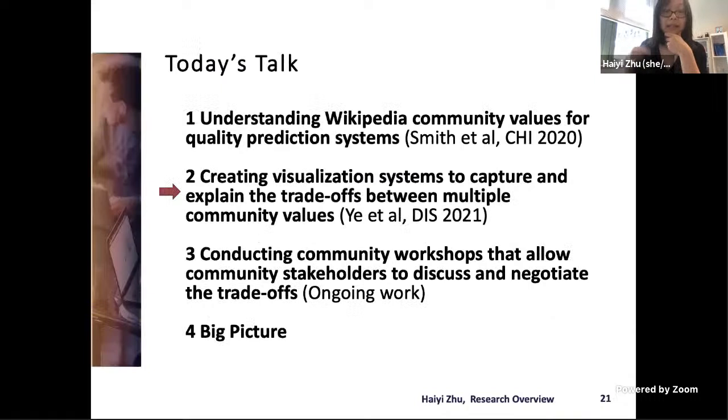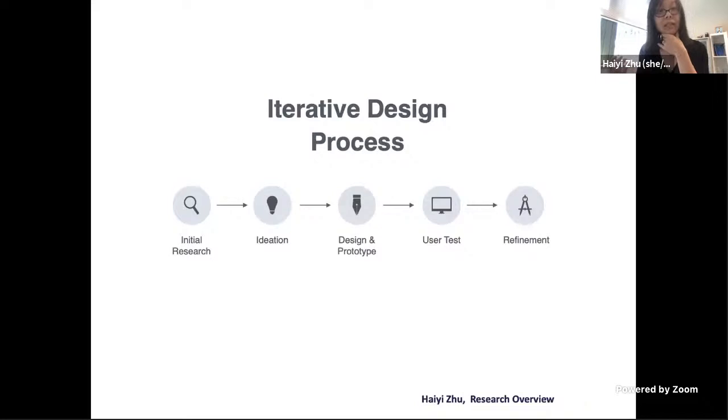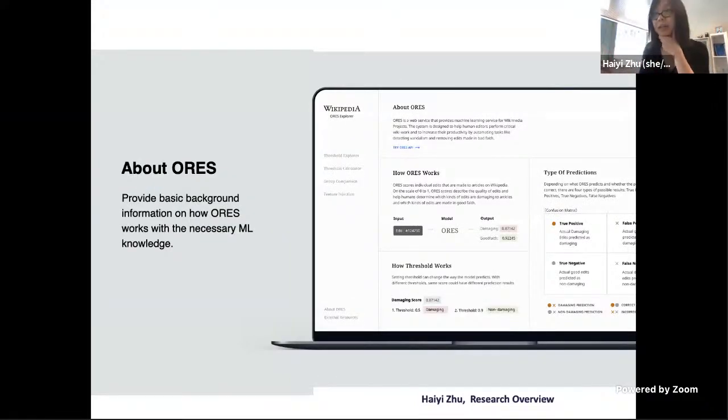So, in the second study, what we do is we're trying to create a visualization system that can capture and explain the trade-offs between these different community values. So we create this visualization system called ORES Explorer. It is a set of visualizations to help application designers and community members to understand the inherent trade-off in the Wikipedia ORES system. We follow the best practice in the design of visualization, the iterative design process: initial research, ideation, design, prototype, user testing, informal testing, and refinement. So now I'm going to show what this visualization looks like.